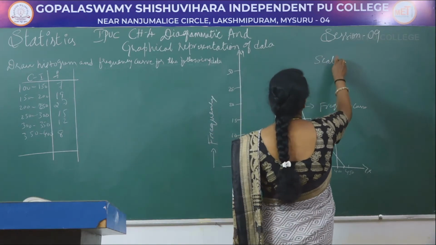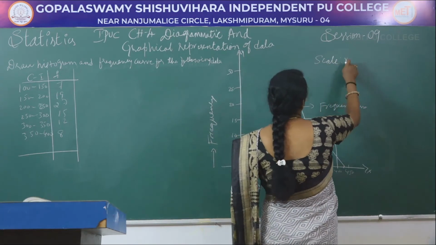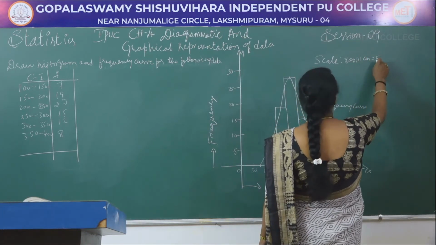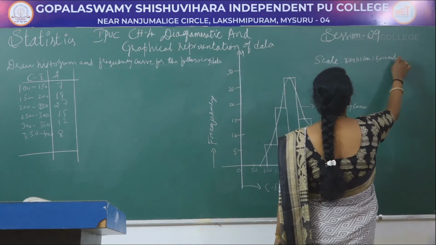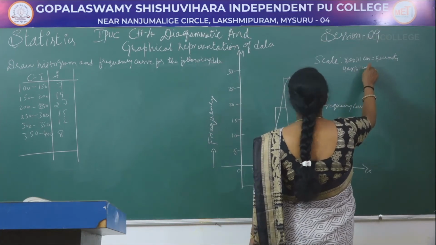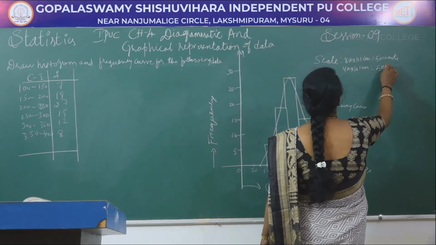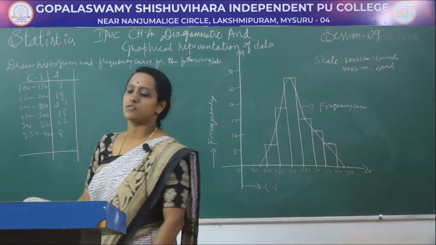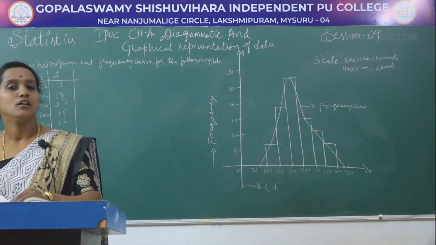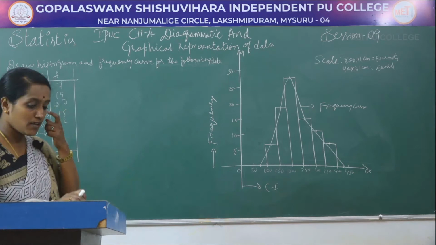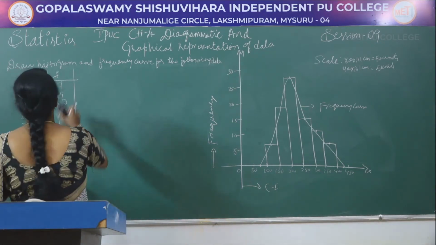Next you have to write the scale. X axis 1 centimeter is equal to 50 units. Y axis 1 centimeter is equal to 5 units. In each and every graph it is compulsory to write the scale, so that you will get 1 mark for that. Okay. Next one, another one.